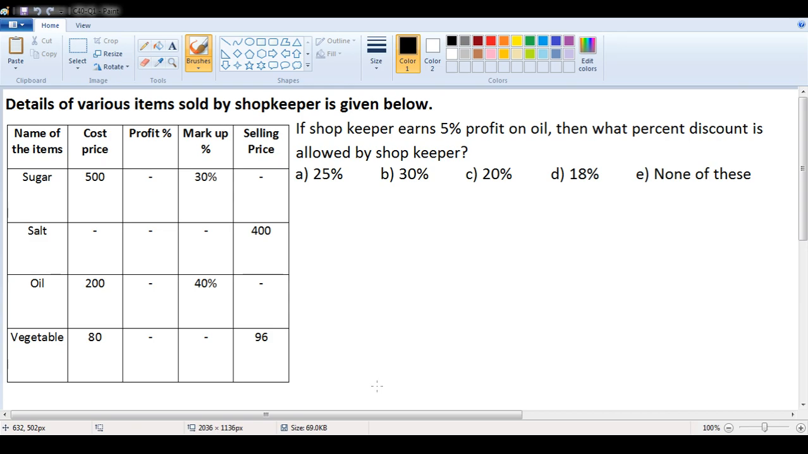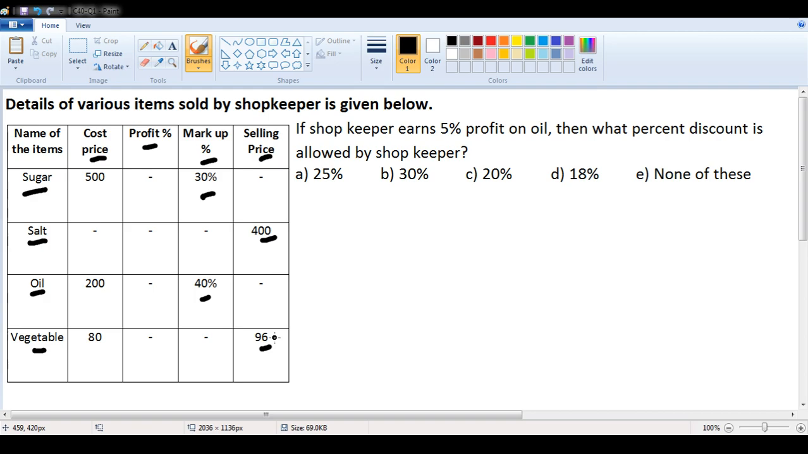The question says, details of various items sold by a shopkeeper are given below. The items he is selling are sugar, salt, oil and vegetable. Cost price of some cases is given, profit percentage is not given for all the cases, markup percentage is given for 2 of the cases, selling price is given for 2 of the cases, right? Some cases are in between which are missing, therefore it's a caselet on missing DI, right?